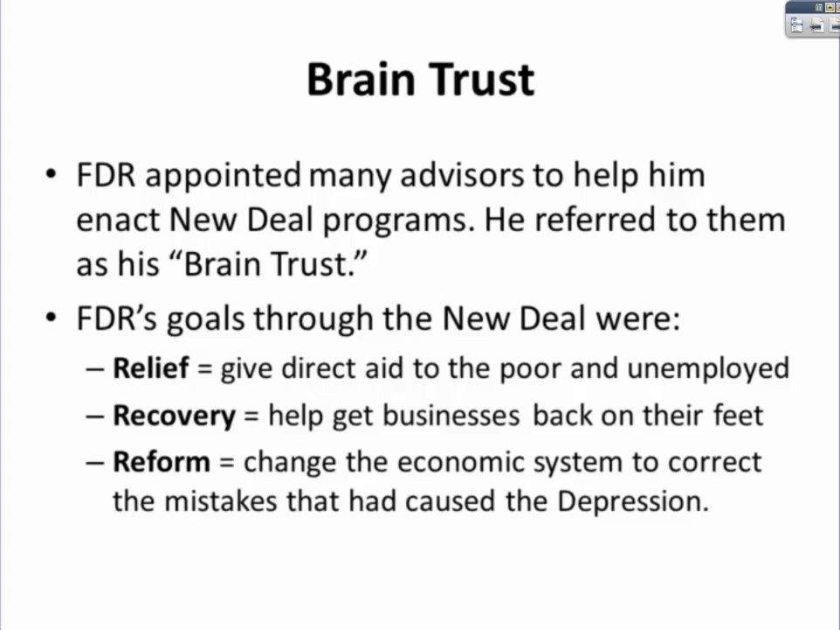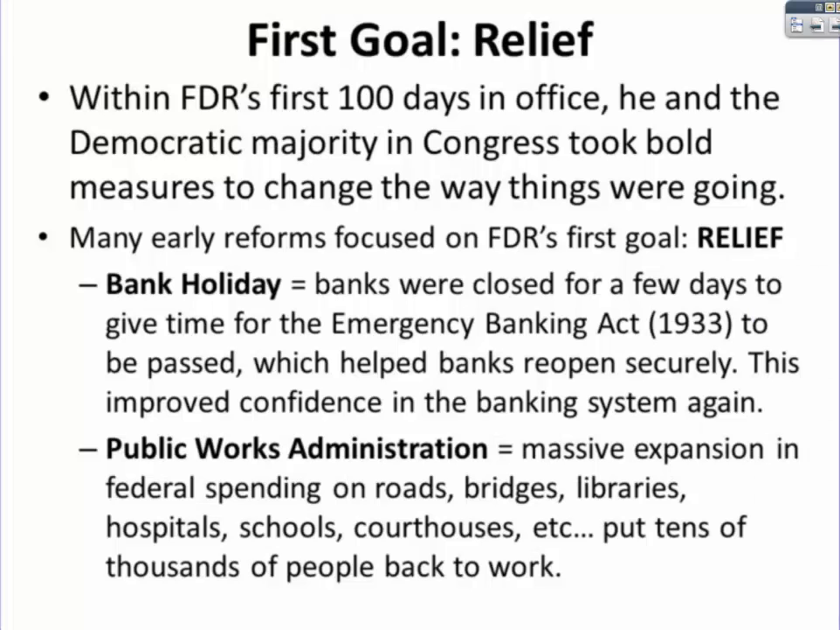Reform. He wanted to change the economic system in a way that would correct the mistakes that had caused the Great Depression. These were also things that Herbert Hoover was not really doing. Herbert Hoover was so focused on recovery and really not even doing enough there that FDR hands down beats him in the 1932 presidential election with his New Deal platform. This is a photo of FDR. His first goal of relief.